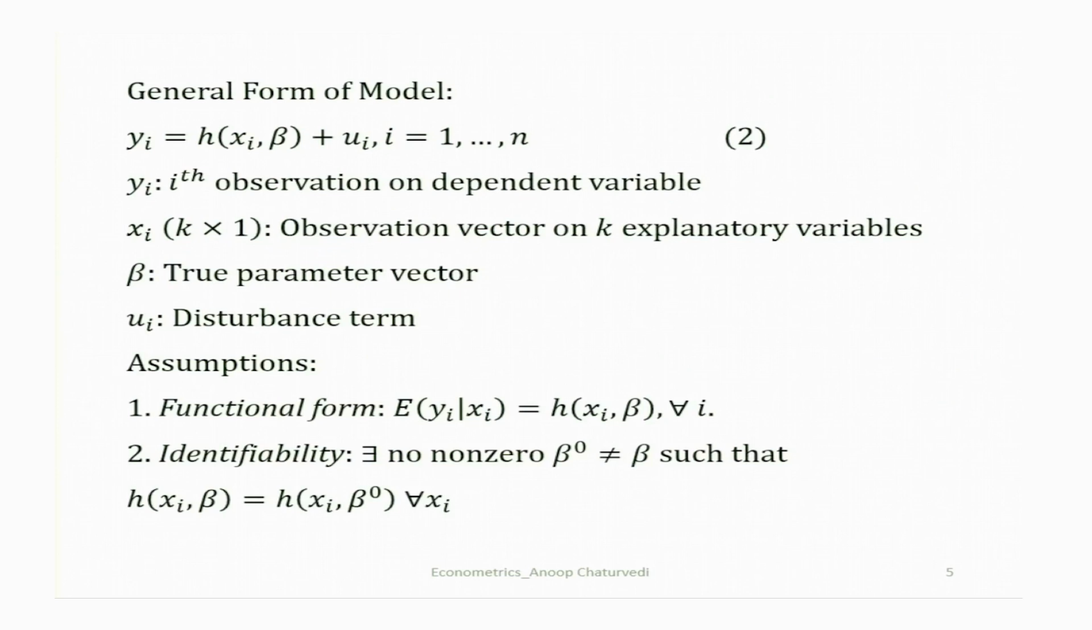Now, the general form of the model is, say, y_i equal to h(x_i, beta) plus u_i, i equal to 1 to n. So, y_i is the observation on the dependent variable, then x_i is a k cross 1 vector, the observation vector on k explanatory variables. Then beta is the true parameter vector, and u_i is the disturbance term. So, y is actually a function of x_i and beta, this function h. Obviously, if h(x_i, beta) is equal to x_i transpose beta, then you get the linear model.